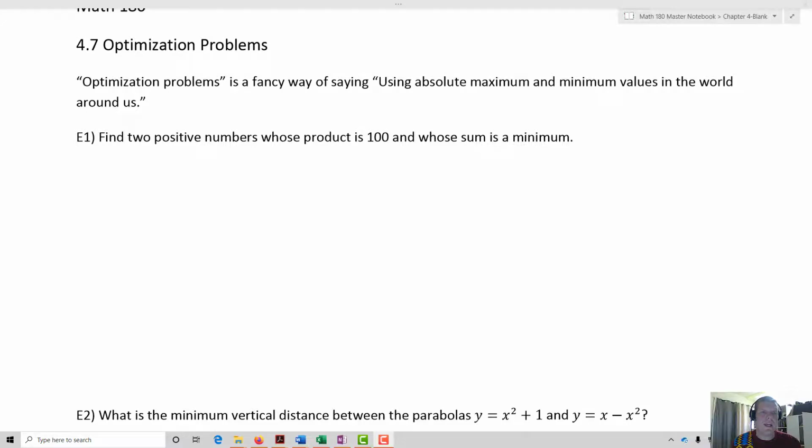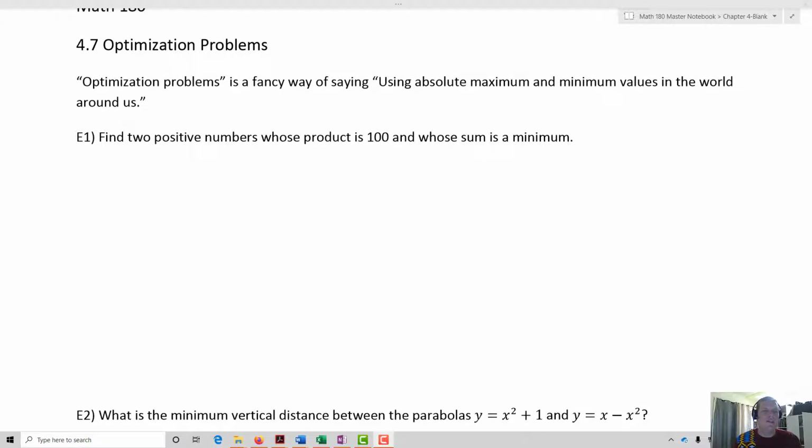In this video, we're going to be looking at optimization problems. Optimization problems are just a fancy way of saying using absolute maximum and minimum values in the world around us. They're basically word problems where we utilize that idea of absolute maximum, absolute minimum. We use those critical numbers in order to solve for the highest value of a particular thing or the lowest value of a particular thing.